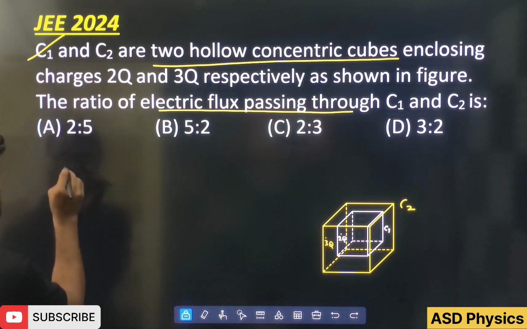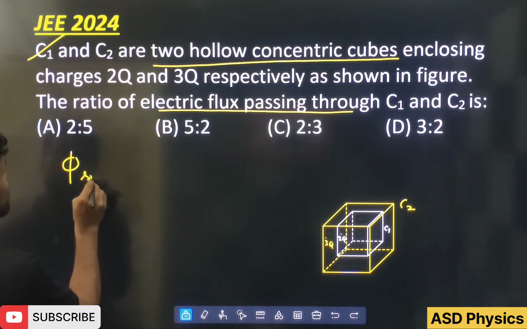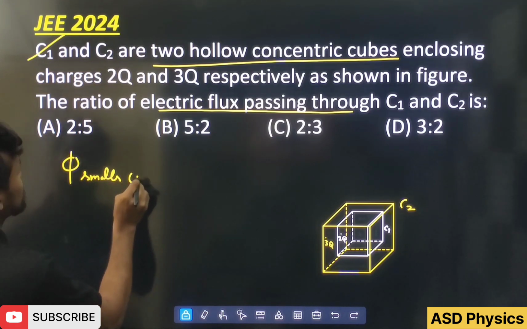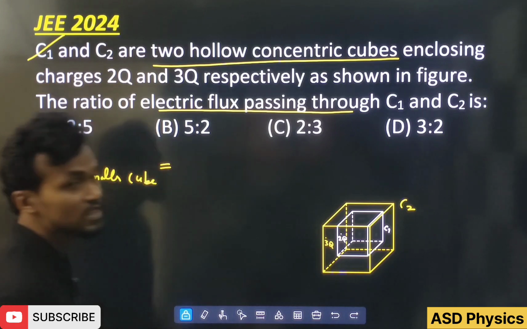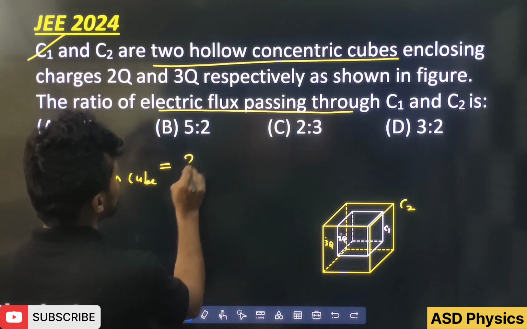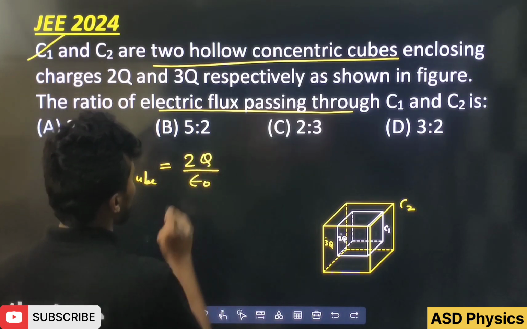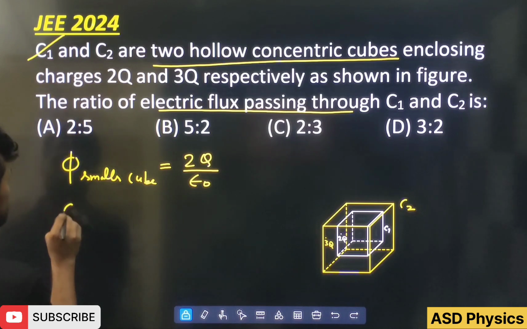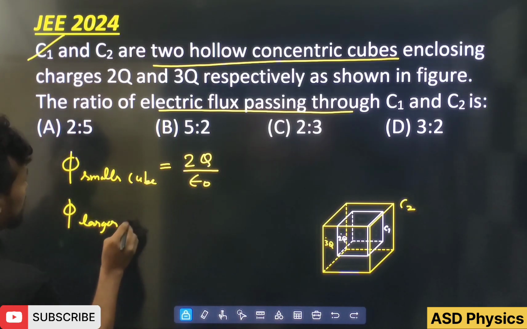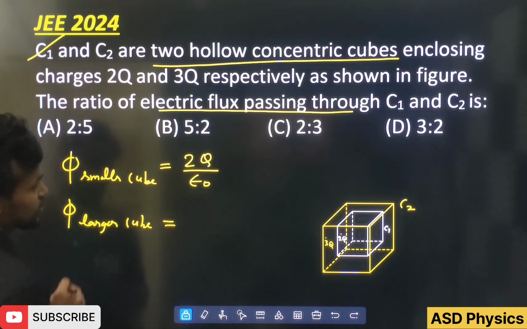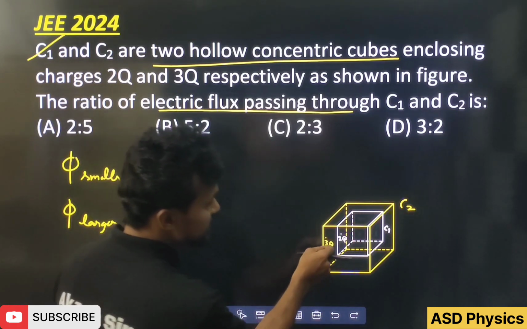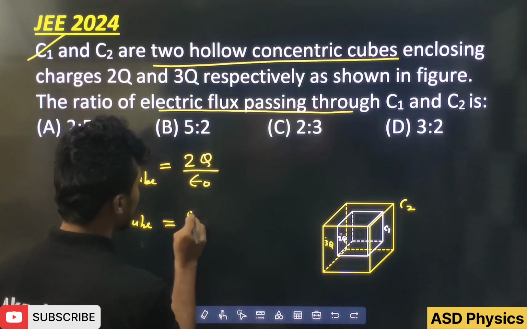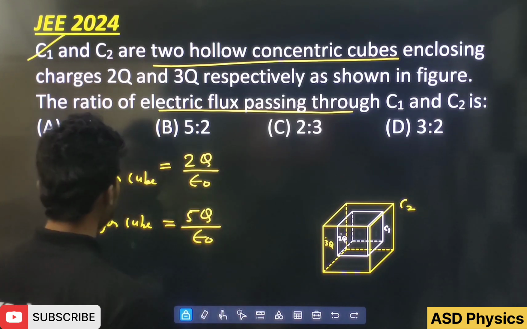Okay, so if I talk about flux through the smaller cube, this smaller cube, that means white color, is enclosing how much charge? 2q charge. That means we can write here 2q by epsilon naught. After that, if I write here flux through the larger cube. Larger cube, how much here? You can see inside the larger cube, yellow color cube, how much charge is there? 3q is there and 2q also there. That means 5q by epsilon naught.